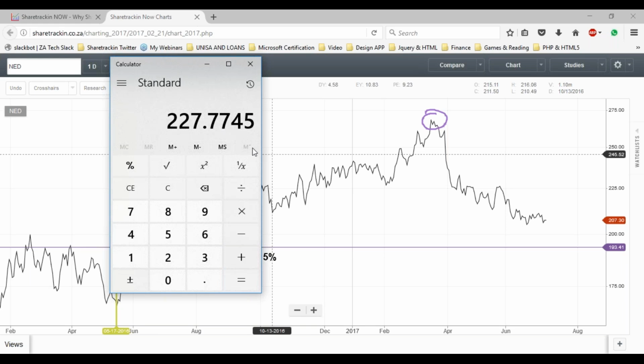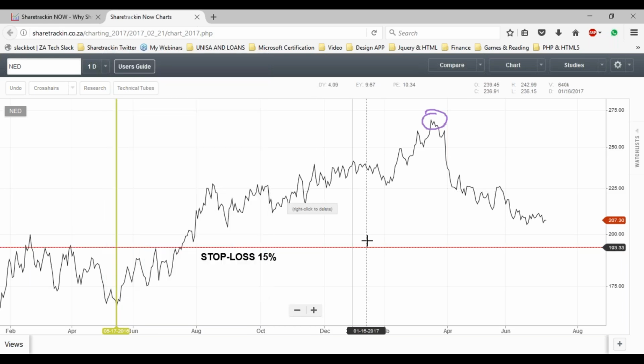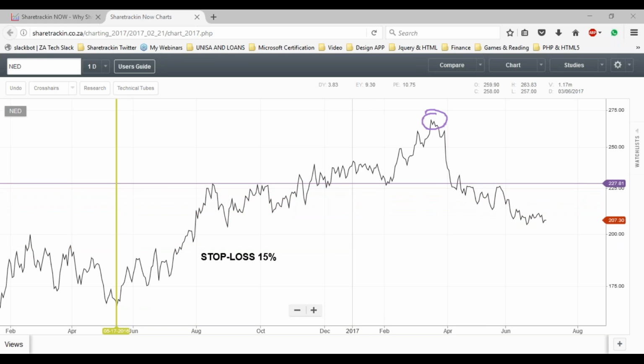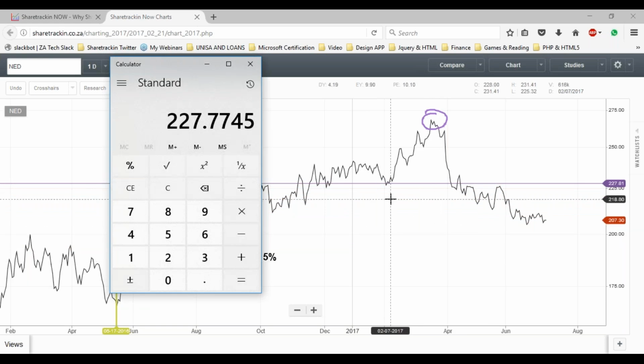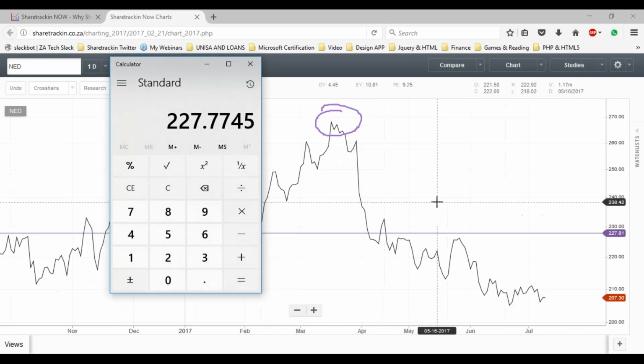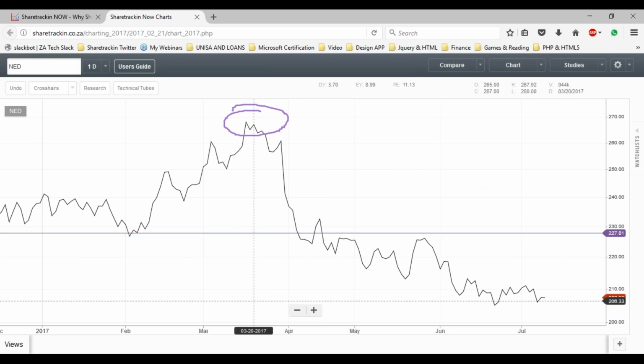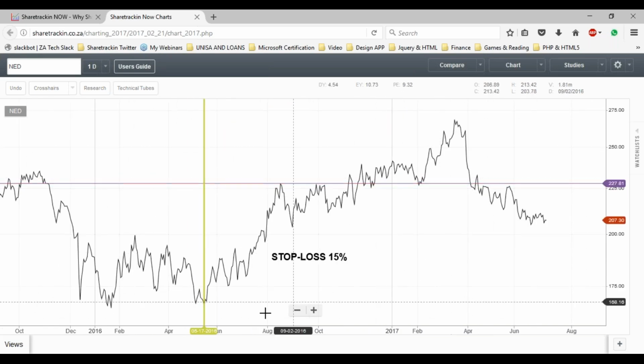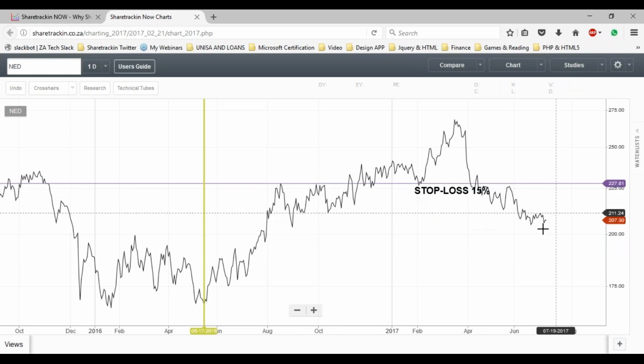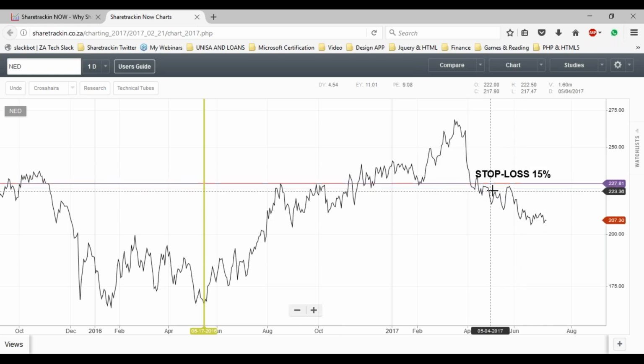227.77. If you want to round that down, 78. So let's get as close as possible to 227. I'll keep that on that level. That's fine. 227.81 is still fine. We can try and adjust it a little bit downwards. 65 is just 2 below. 81 is fine for me. Okay, let's leave it at that. Right. So now our stop loss level is at this new level over here.